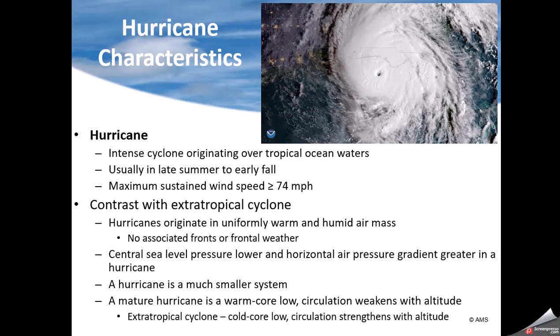And the other thing is, it's a warm core system. What does that mean? Well, think about it. We know that warm air is less dense. So as you go up, the circulation is weakening. Pressure doesn't drop as fast in the vertical. So you actually wind up with an anticyclone on the top of a hurricane. You're not going to get that with an extratropical system.